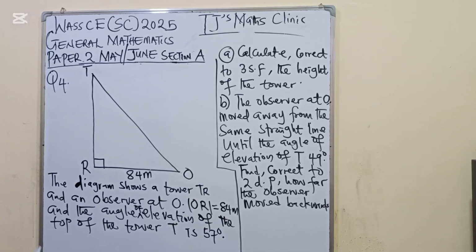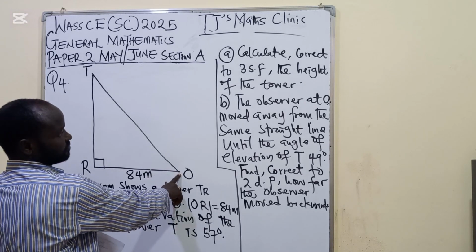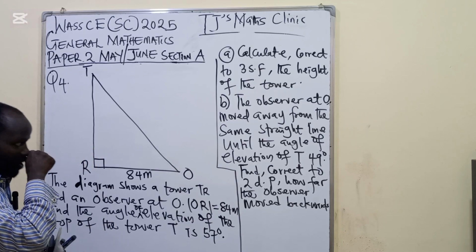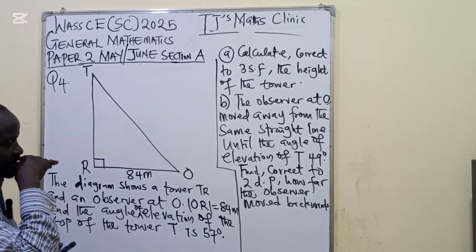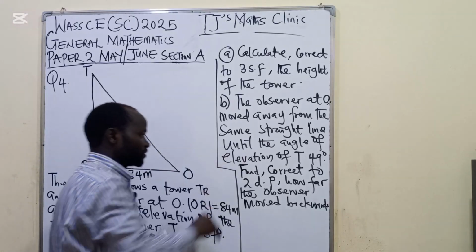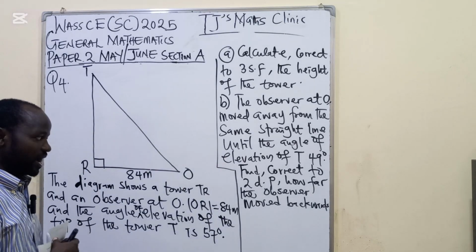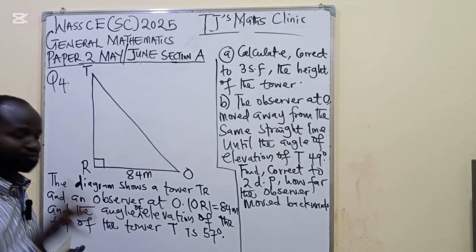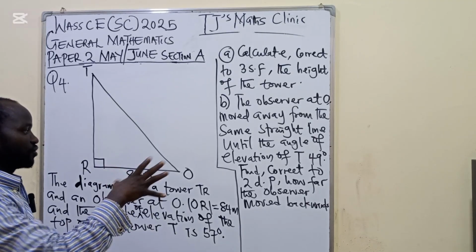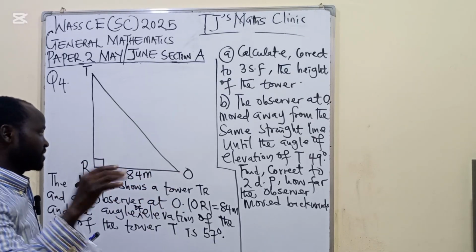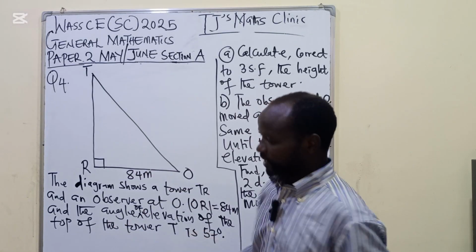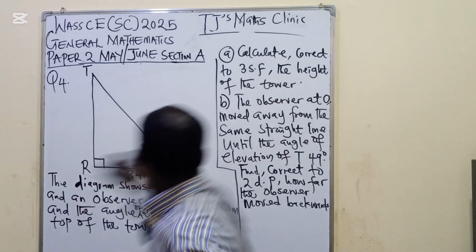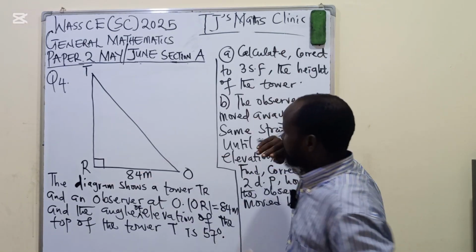For part B, the observer at O moved away along the same straight line until the angle of elevation of T is 49 degrees. We are asked to find, correct to 2 decimal places, how far the observer moved backward. Very important. Of course, this is from angle of elevation and depression.